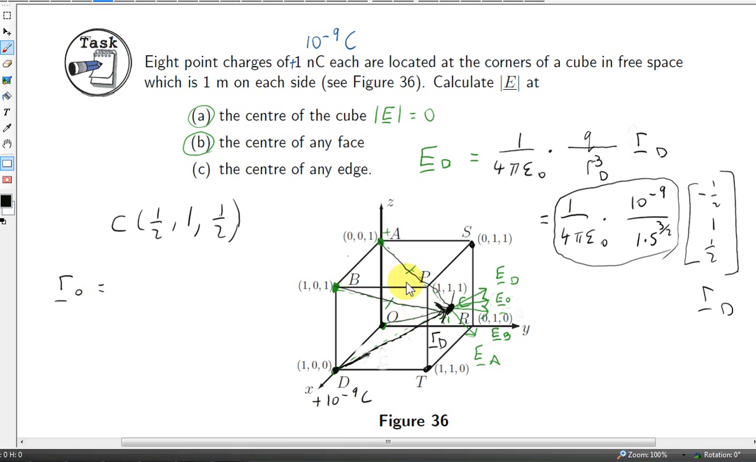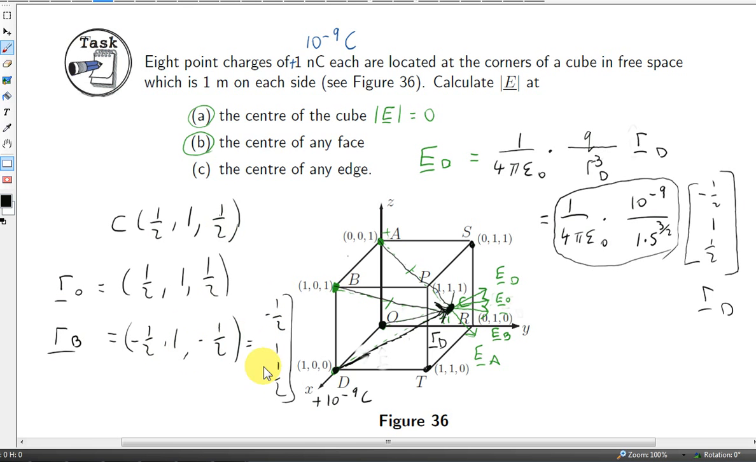I won't call them R1, R2, R3 and R4. I'll call this one R0, the one from 0 to the point C. So we take the point of coordinates half, 1, a half, and subtract 0, 0, 0. Well, that's just going to give us a half, 1, a half. What about RB? Well, we take a half, 1, a half, and subtract 1, 0, 1. So we have a half minus 1 is minus a half. 1 minus 0 is 1, and we have a half minus 1 is minus a half. So there's vector RB. Again, we can write that as a column vector, a half, 1, minus a half.